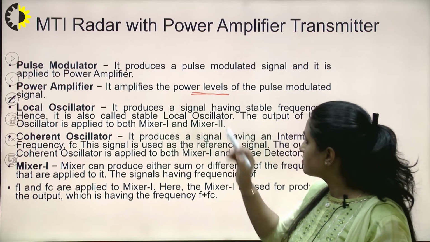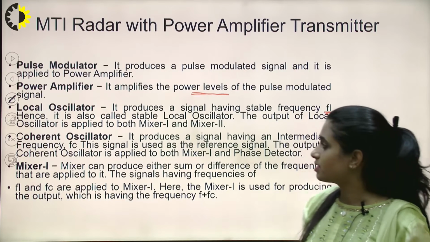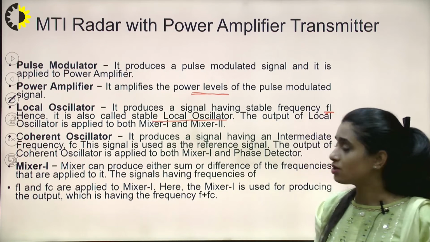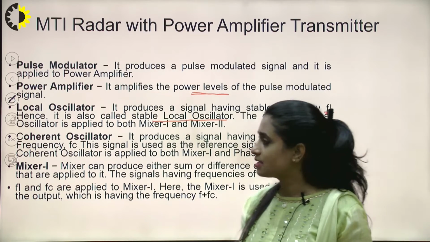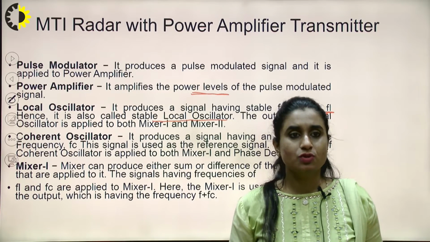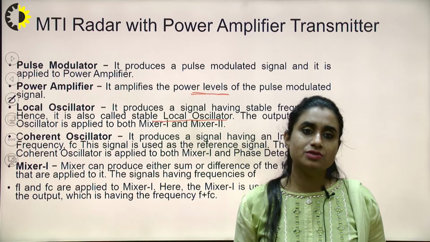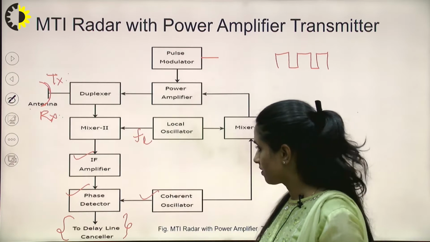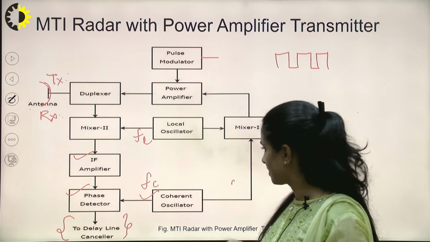The local oscillator produces a signal having stable frequency FL. It is denoted by FL and it is called the stable local oscillator. It is also called STALO in many books. The output of the local oscillator is applied to both mixer 1 and 2. Now, the coherent oscillator produces a signal having an intermediate frequency FC. It generates FC, right?